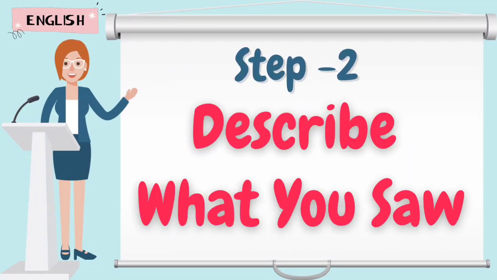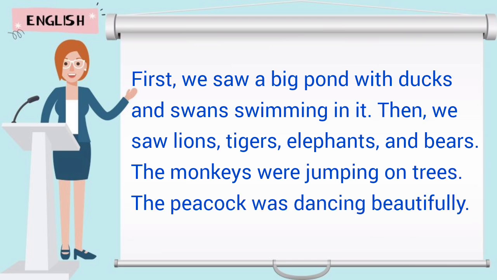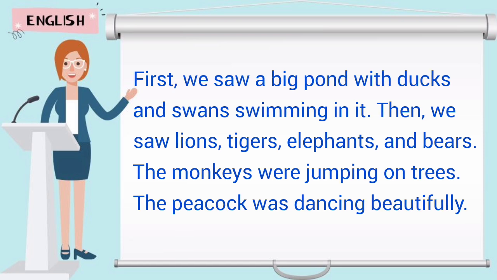Next, we should write about the animals and birds we saw in the zoo. We can also mention their activities, what they were doing. For example, you can write, first we saw a big pond with ducks and swans swimming in it. Then we saw lions, tigers, elephants and bears. The monkeys were jumping on trees. The peacock was dancing beautifully. इतना लिखने से आपके composition का main part ready हो जाएगा. Here we have used simple words and short sentences so that it is easy to read and understand.